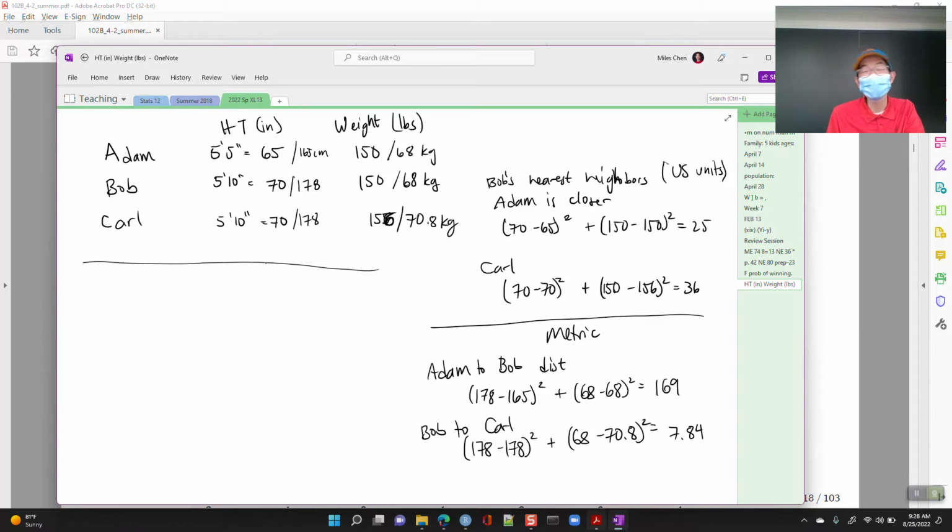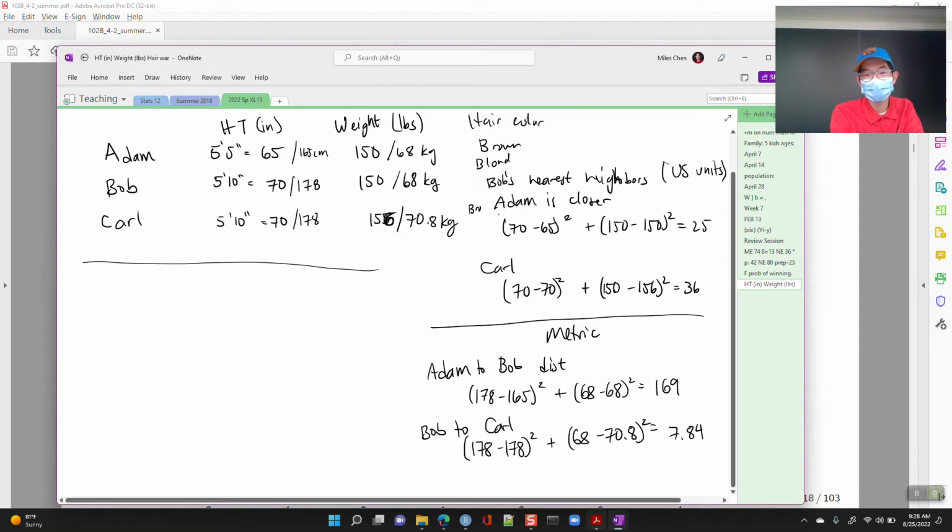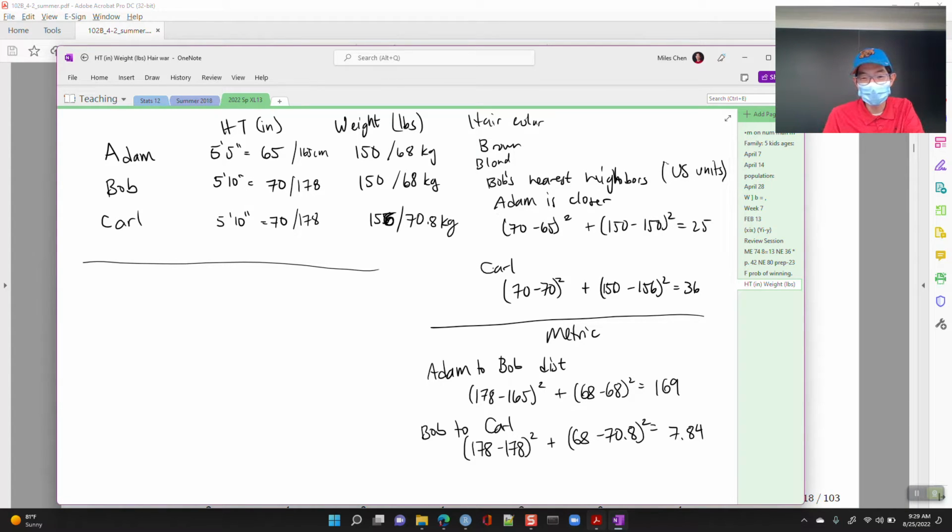Okay, like hair color, okay? Now this gets complicated, right? So we say hair color, and let's say we have brown hair, blonde hair, or something like that. Okay, we'll say brown, blonde, and blonde.